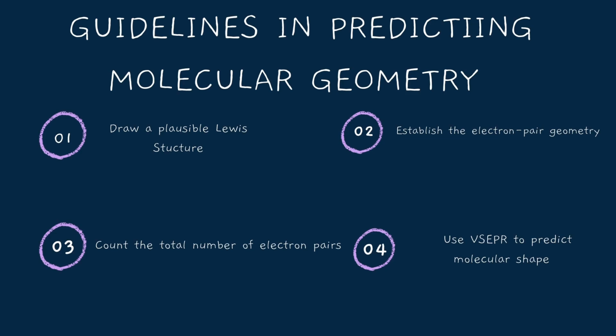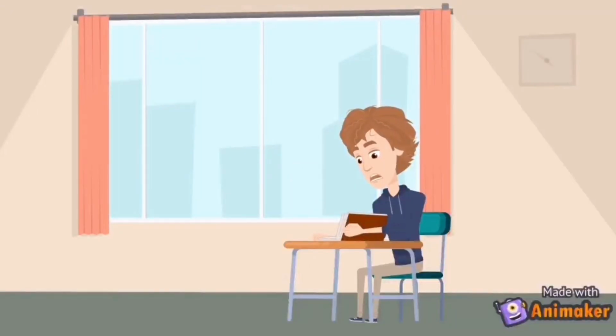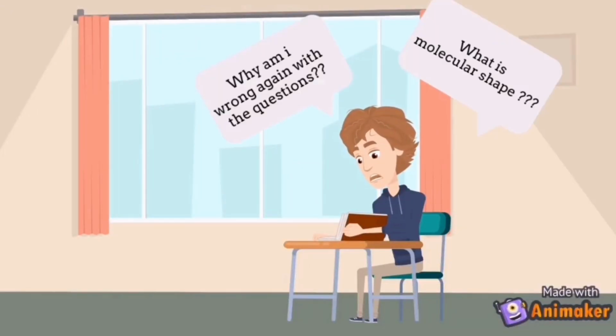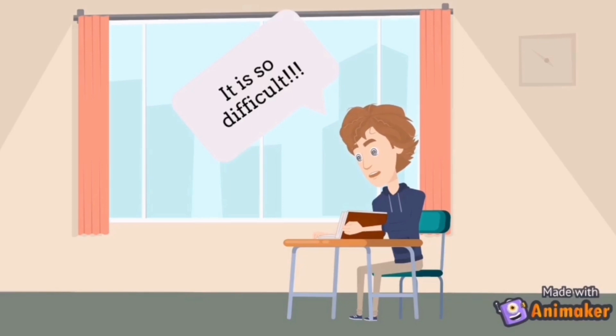Before we proceed to the problem solving, there are a few guidelines in predicting molecular geometry. Firstly, draw a possible Lewis structure. Secondly, establish the electron pair geometry. Then count the total number of electron pairs. Lastly, use VSEPR to predict the molecular shape. Below shows a conversation between Xiangning and Daryl in solving a problem of molecular geometry.